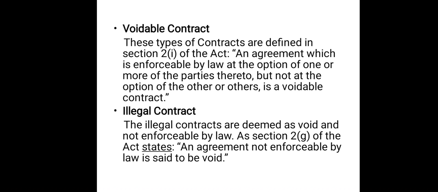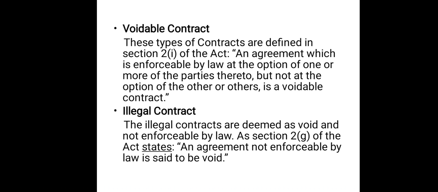Next one, voidable contract. This type of contract is defined in Section 2(i) of the Act: an agreement which is enforceable by law at the option of one or more of the parties thereto, but not at the option of the other or others, is a voidable contract. Here it means a contract is put to some person, but the person is not willing to be involved in the contract, somebody forced them to sign. The person did not accept with their willingness, so if they raise the case, the contract will be voidable.